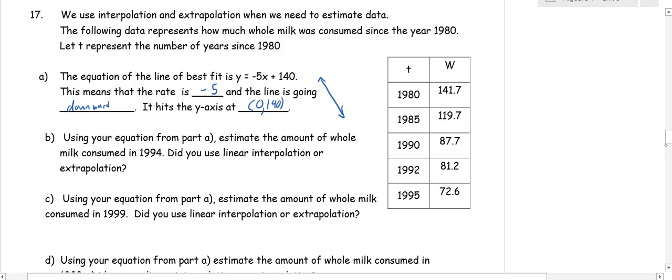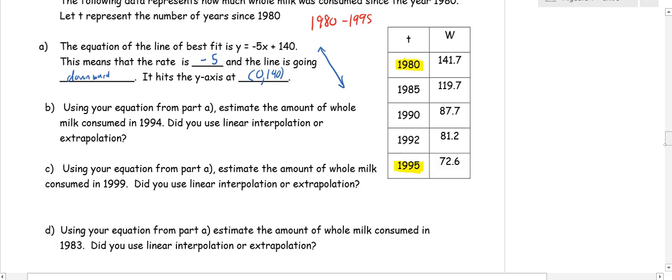So notice that in our table, it starts at 1980 and it goes to 1995. So our data range represented by this is 1980 to 1995. In B, using your equation, estimate the amount of whole milk consumed. If it started in 1980, 1994 is 14 years. So into the equation, we are going to substitute negative 5 times 14 plus 140.